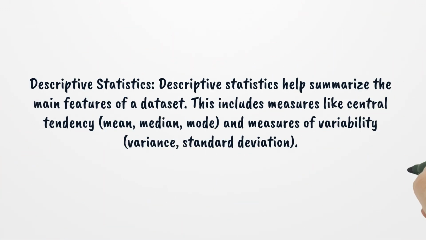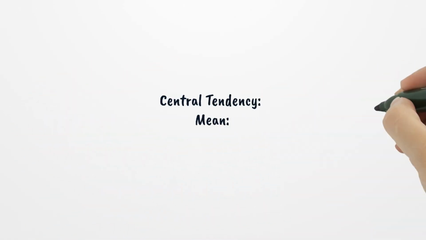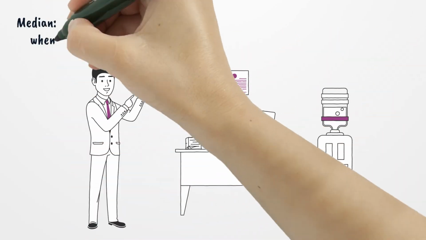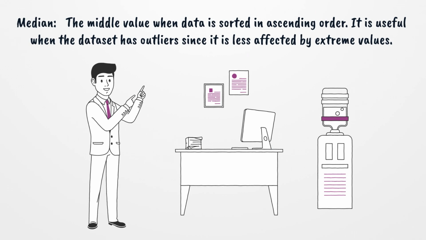Descriptive statistics. Descriptive statistics help summarize the main features of a dataset. This includes measures of central tendency: mean, median, mode, and measures of variability: variance and standard deviation. Central tendency. Mean: the average of all values. It is calculated as mean equals the sum of data points divided by n. Median: the middle value when data is sorted in ascending order.